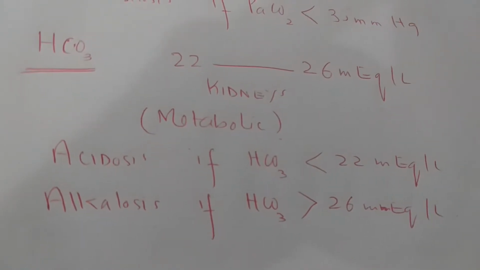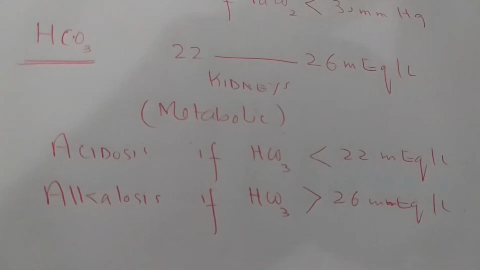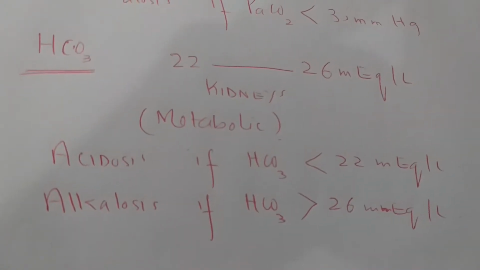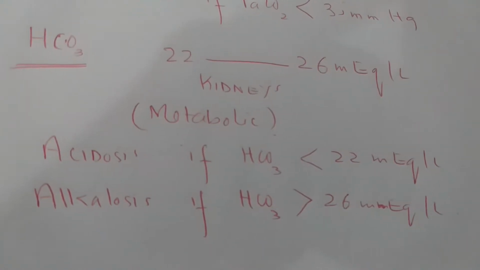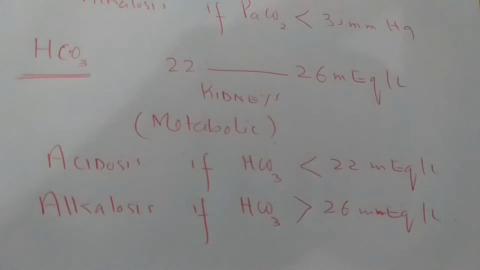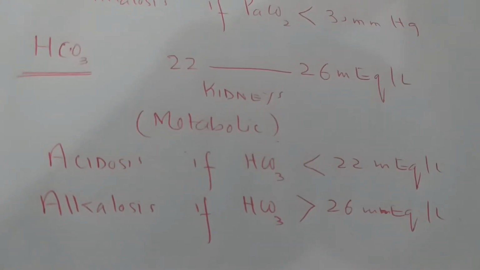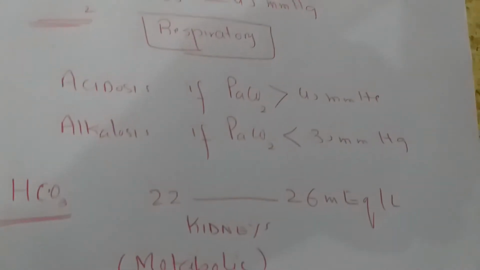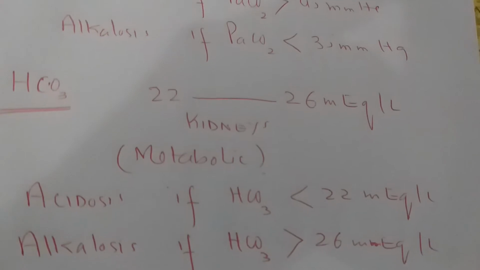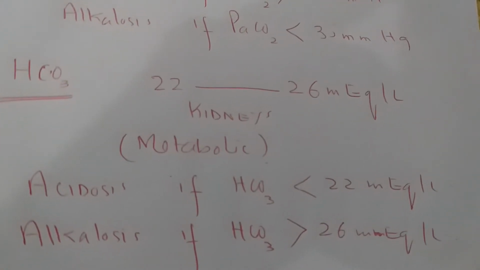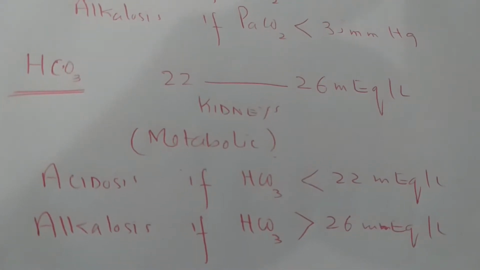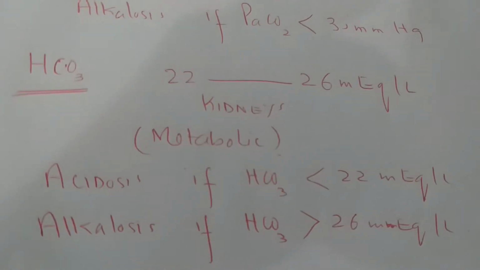When the bicarbonate level goes less than 22 milliequivalent per liter, it is known as acidosis. And when the bicarbonate level is more than 26 milliequivalent per liter, we call it alkalosis. And all those conditions which are related with the increase or decrease in the bicarbonate are known as metabolic. Now, if we compare partial pressure of carbon dioxide increase or decrease, and the concentration of the bicarbonate increase or decrease, we see that the names given to their conditions are exactly opposite to each other.